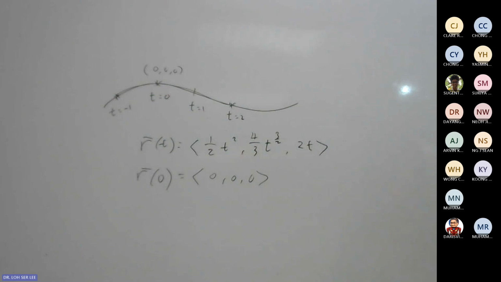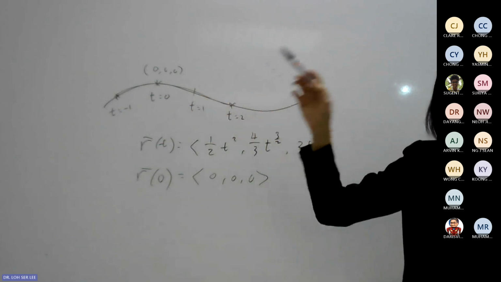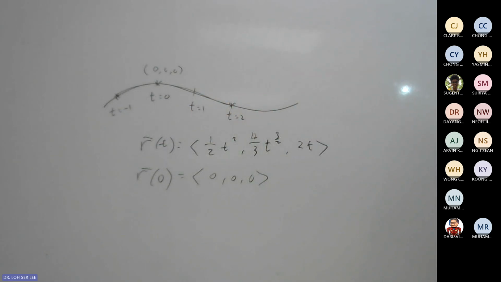Sometimes the question will give you t from a value to a value, then you just use those values. But if the question gives you from one point to another point, you have to find the corresponding t values before you do the integration. Now back to this.